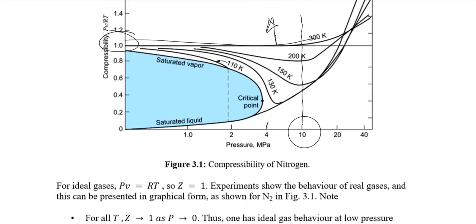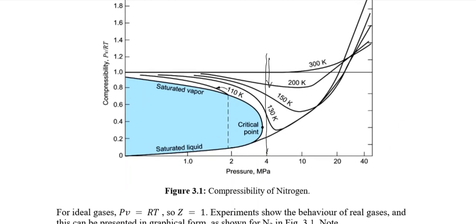Now let's say we hold the pressure at 4 megapascal. We are talking about a pressure which is somewhere near the vapor dome, but let's say we decrease the temperature. With a pressure of 4 megapascal, but the temperature lower than 300 Kelvin, Z would be less than 1 now. So if I'm having a pressure of 4 megapascal somewhere near the critical point, and the temperature is less than 300 Kelvin, Z would be less than 1.